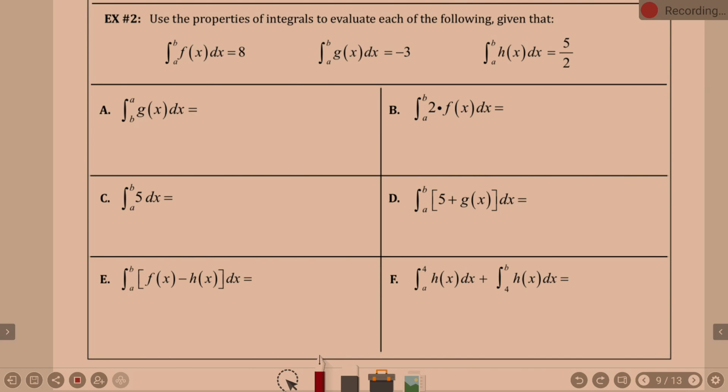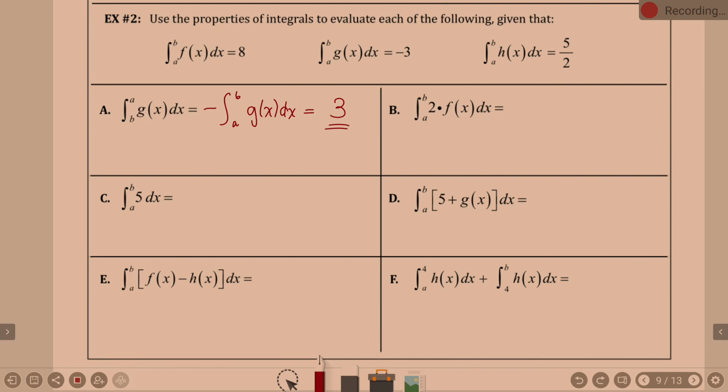So a, the integral from b to a of g of x dx. 3. Why? Because it's the negative. This right here is the negative of the integral from a to b. So switch those bounds around, right? We're given up here the integral from a to b, not b to a. So to make it match, we switch them, and there's a negative applied when we do that. So that means this is going to be the negative of negative 3, which is positive 3.